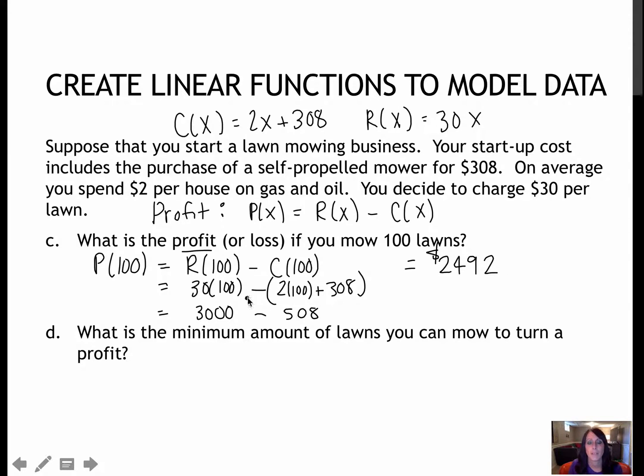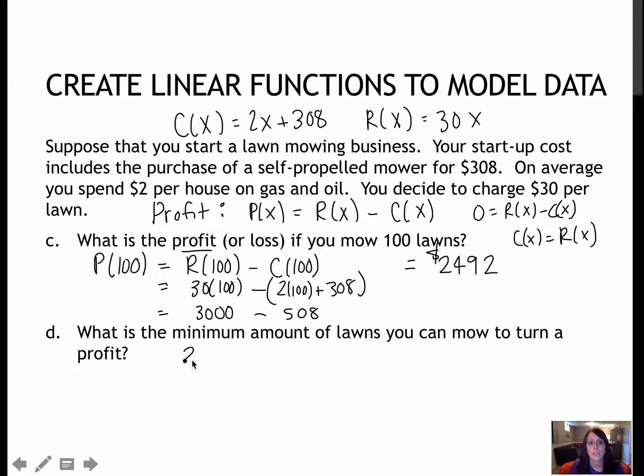So I've made enough money to pay for my mower and for all of the gas and oil and still come away with some money. For the next question, it says, what's the minimum amount of lawns you can mow to turn a profit? So now I have to think about making a profit that is basically 0. So I'm basically saying 0 equals R of X minus C of X. Or if I move that C of X to the other side, C of X equals R of X. So let's find out when the two are equal to each other.